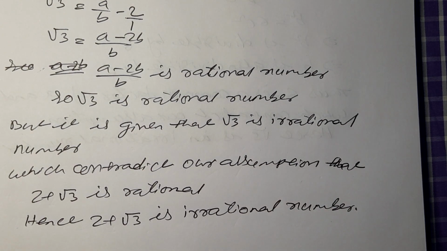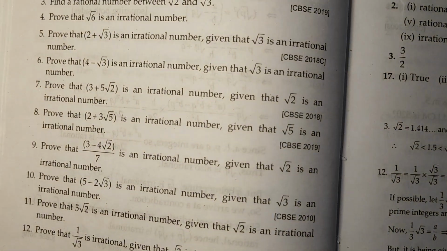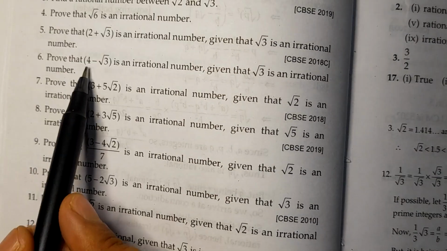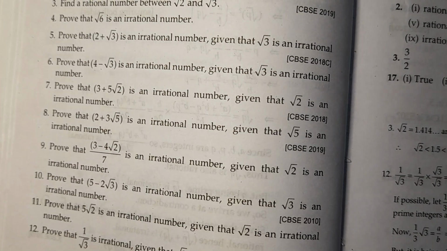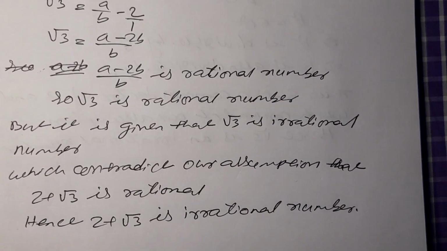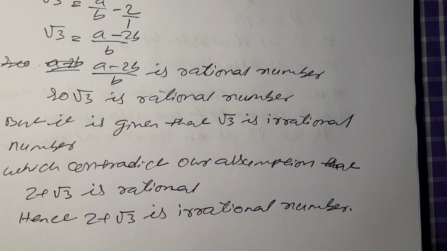Now come to the next question. Now this is question number 6. We have to prove that 4 minus root 3 is an irrational number, and it is given that root 3 is an irrational number. Previously it was addition, now it is a subtraction. Next question, question number 6. Everything would remain the same.